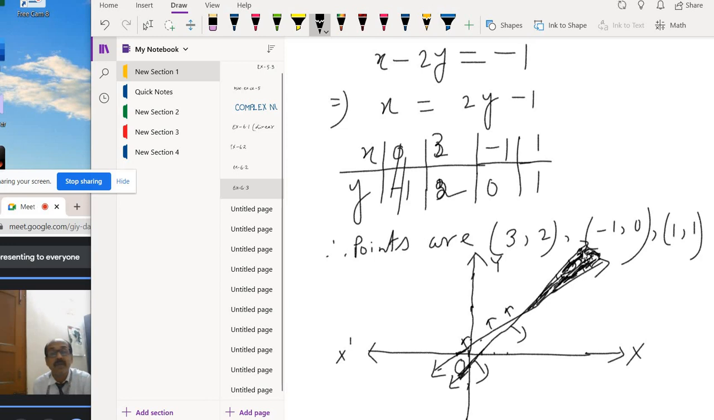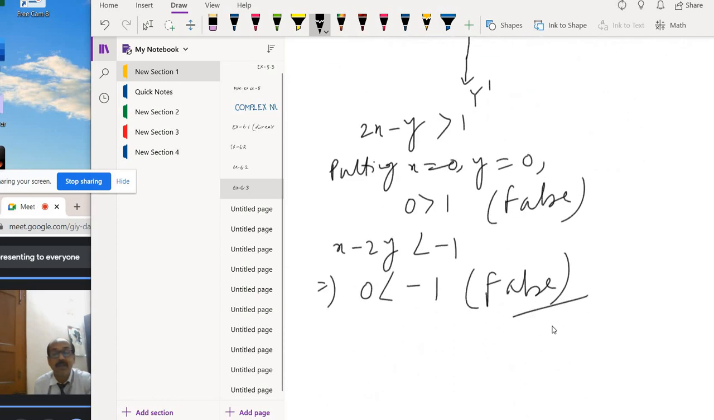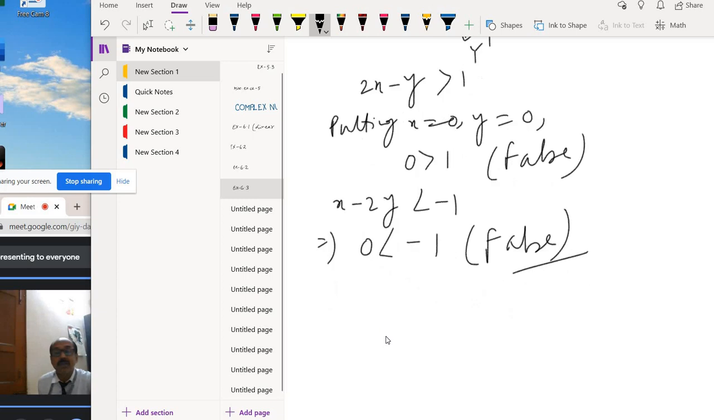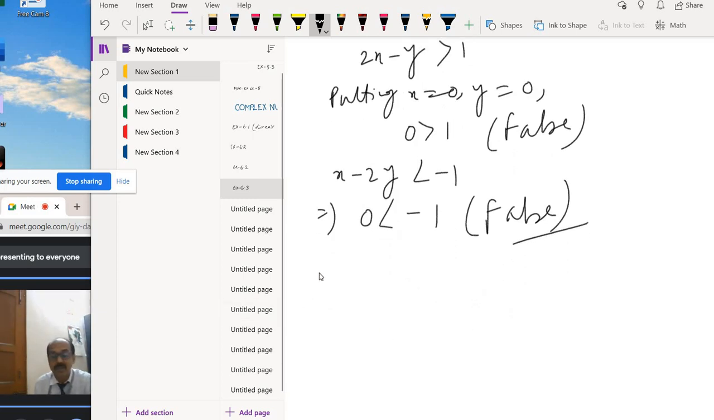Okay. Now write the last line. Every point in the shaded region represents a solution of the given inequalities. Okay, then all the points of this region are the solution of the given inequalities. Next question, number 6.